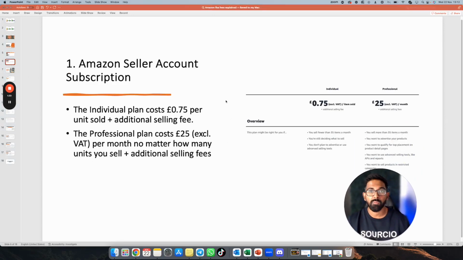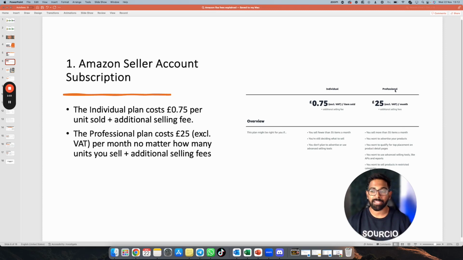So the first fee is your Amazon seller account fee. Now, on Amazon, when you want to sell products, you have to create an Amazon Seller Central account. And for that, you can subscribe to either of these plans. There's the individual plan, which will cost you nothing per month, but you will have to pay 75p excluding VAT on every single sale, plus additional selling fees, which again, you are charged as an Amazon seller as well. Now, this is not something ideal if you're really going to sell a lot of products on Amazon. This is what you want to do. This is the plan I recommend to anyone. It's £25 excluding or £30 including VAT, plus additional selling fees.